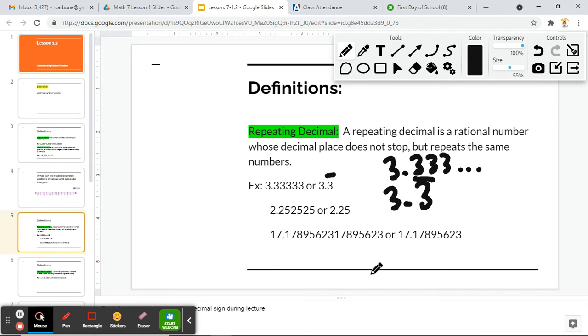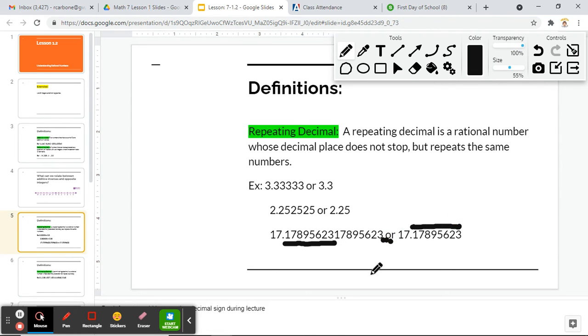We could also do that for more than one digit. For example, this one here, I have 2.25, and the 25 just keeps going on and on forever. There should be some dots here to show this goes on forever, but we just write it like that, 2.25 with a line over the digits that are repeating. It could happen with as many digits as you want. If we look at this number, it says 1, 7, 8, 9, 5, 6, 2, 3, 1, 7, 8, 9, 5, 6, 2, 3, and this will go on forever. So I would write it like this, 17.17895623 with the line over those numbers there.